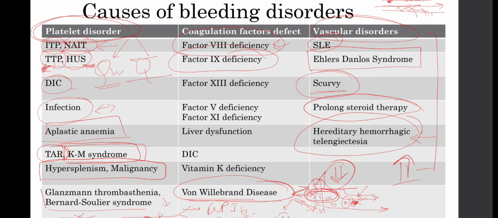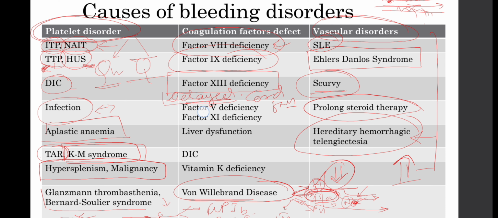And factor 13 deficiency may remain silent. Many times the patient may present with easy bruisability or easy bleeding following trauma. The first presentation is delayed umbilical cord separation. It is very important. If any patient has a bleeding problem or easy bruisability or easy bruise following trauma, and there is a previous history of delayed cord fall, then think about factor 13 deficiency. This factor 13 is very important to make a mature fibrin clot.